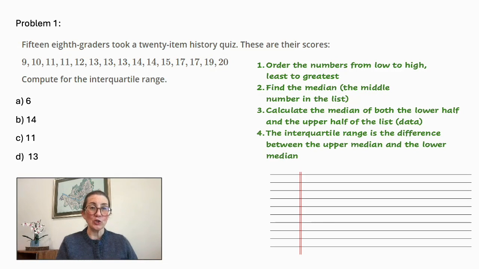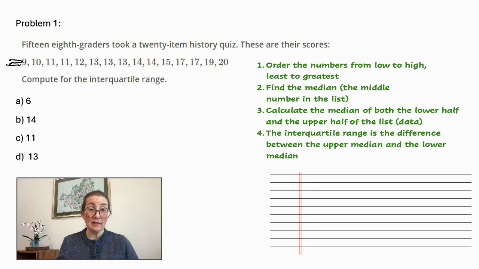15 eighth graders took a 20-item history quiz. These are their scores. Compute the interquartile range. To find the interquartile range, we follow these steps. The first one is to order the numbers from low to high, so from least to greatest, which has already been done for us.